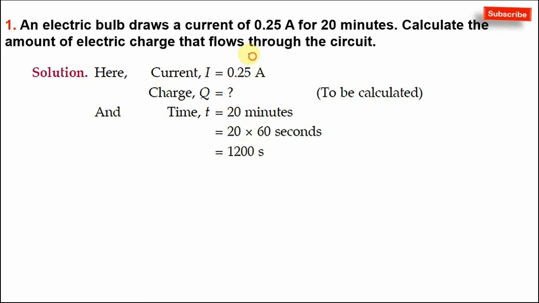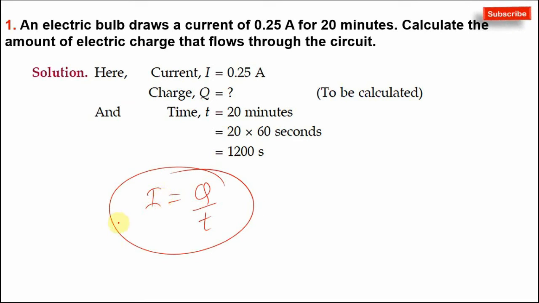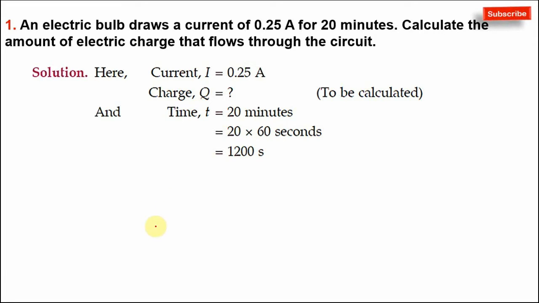So these are the two values, the value of I and the value of t, that is the time. After knowing these two values, we can find the value of Q, that is the electric charge, by using the formula I is equal to Q upon t, which we just learned in the last slide and also in the last video.